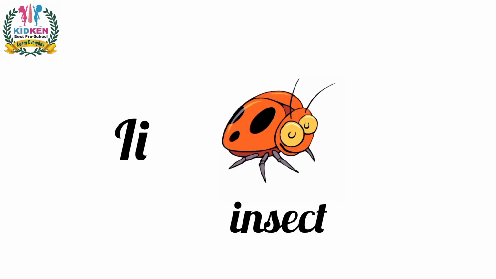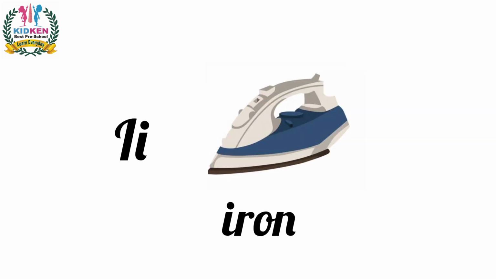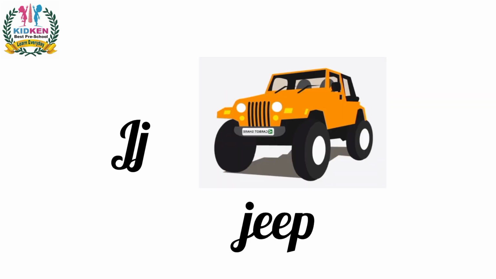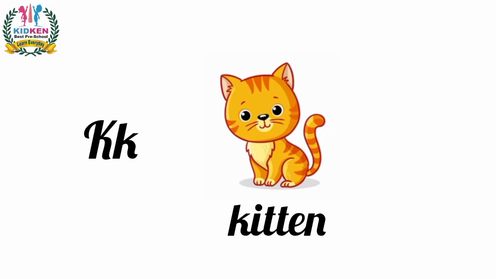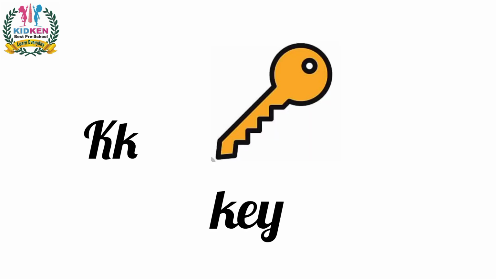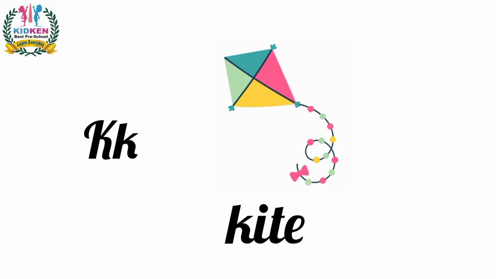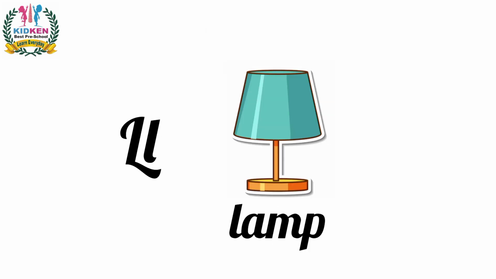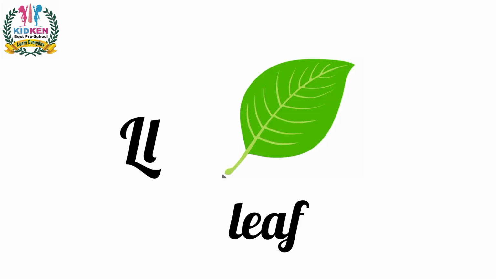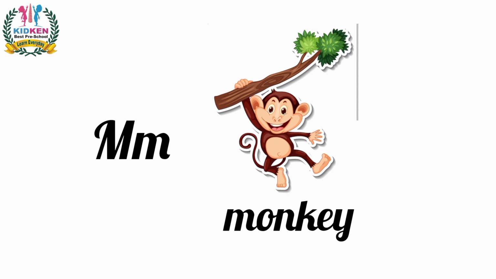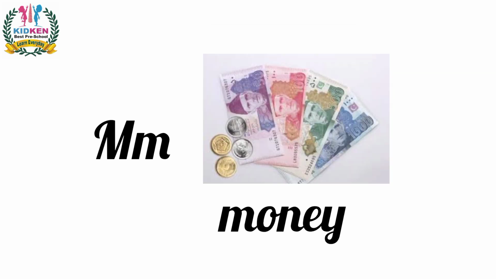Horse. I ice cream. Ink. Insect. Iron. J jeep. Jam. Jellyfish. Jug. K kitten. Key. King. Kite. L lamp. Ladder. Leaf.